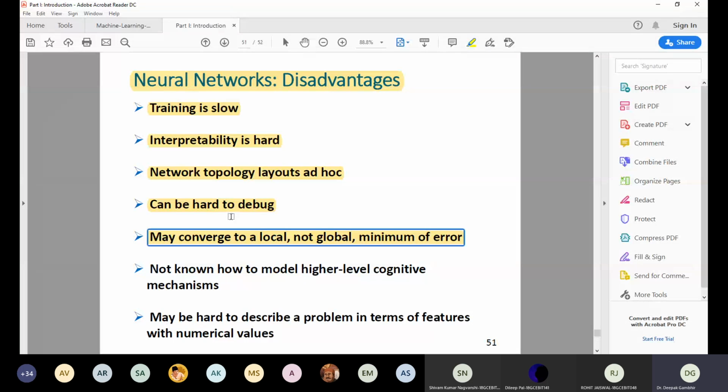Another disadvantage of the neural network is that it is not known how to model higher level cognitive mechanisms. Higher level mechanisms cannot be made with the neural network. A neural network can solve some specific problems, but it is not able to solve higher level models. It may be hard to describe a problem in terms of features with numerical values. Sometimes whatever you think a neural network can solve, it is not able to provide a particular numerical weight value that we need to learn.